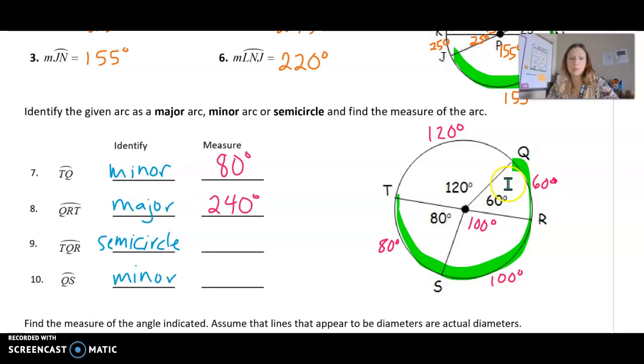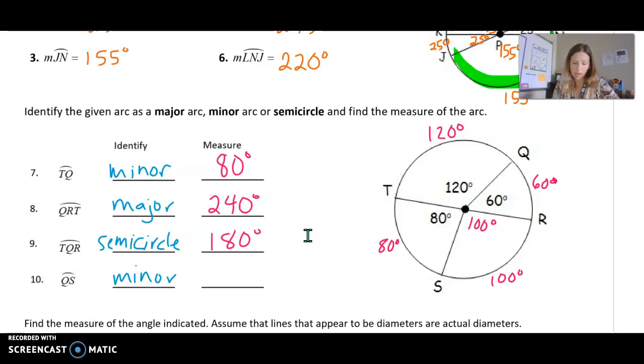It should be big. Semicircle, I don't even need to look at it because a semicircle, half a circle, is always 180. A full circle is 360 and half is always 180. A minor arc, QS, it's still a minor arc, guys. Even though it looks kind of big, it's less than half a circle, so it is minor, and we just need to add 100 plus 60 to get 160.